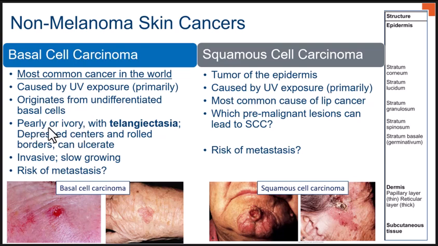They can have a pearly or ivory appearance. It's not uncommon in that area for there also to be what's called telangiectasia. Telangiectasia, these are shown here. There are small widened blood vessels on the skin.